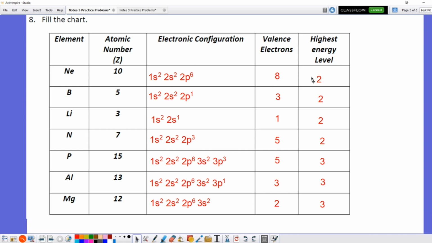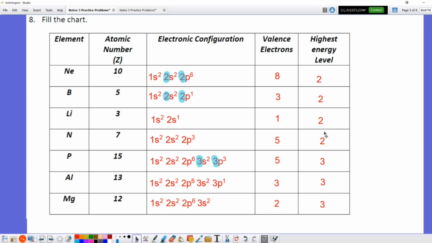But the highest energy level, the way you would determine that is you take a look at the big number. So I'm going to use my highlighter here, and I take a look at the big number. So I have 1, and then 2, and then 2. So the biggest big number is going to be 2. And likewise for over here, I have 1, 2, and 2. So the biggest big number is 2. I'm going to skip a few of these and then do one more. For phosphorus, the biggest big number is 3. And so that's the highest energy level. That's the maximum amount of energy.